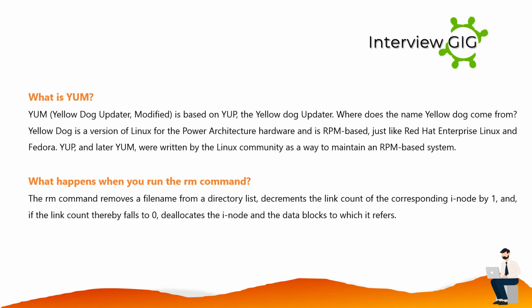What happens when you run the rm command? The rm command removes a file name from a directory list, decrements the link count of the corresponding inode by 1, and, if the link count thereby falls to 0, deallocates the inode and the data blocks to which it refers.